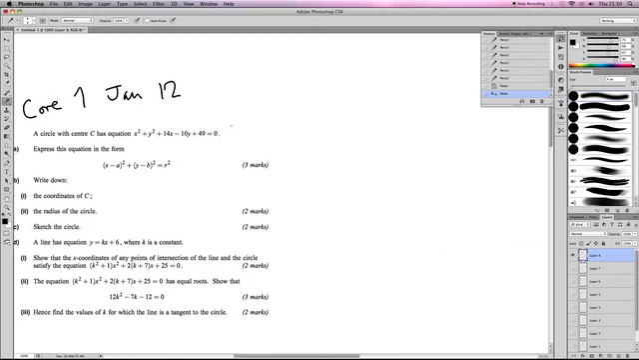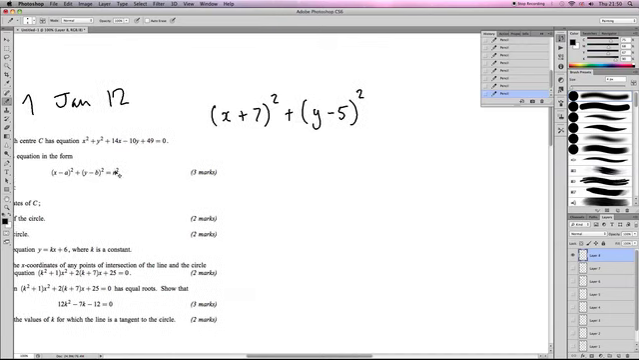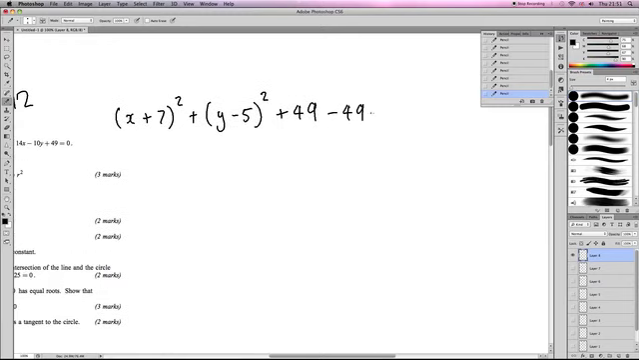So first thing I'm going to do is the x brackets first. So it's going to be x, and I'm going to half this number here. So x plus 7 squared plus, and again I'm going to do the y bracket, and I'm going to just half this number here. So minus 5 squared. Now I've got to work out what my actual r squared is. So I've got to keep the 49, so plus 49. I've got to get rid of this 5 squared, so minus 25, and that's equal to 0.